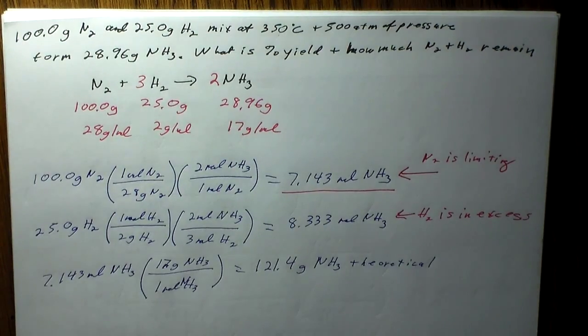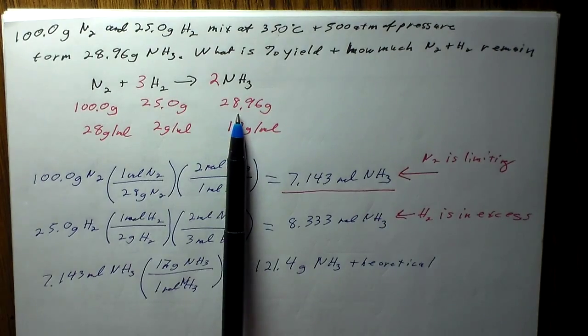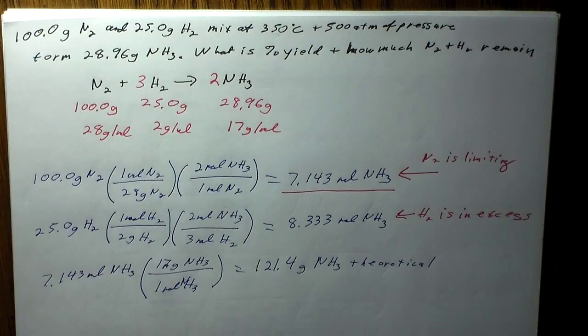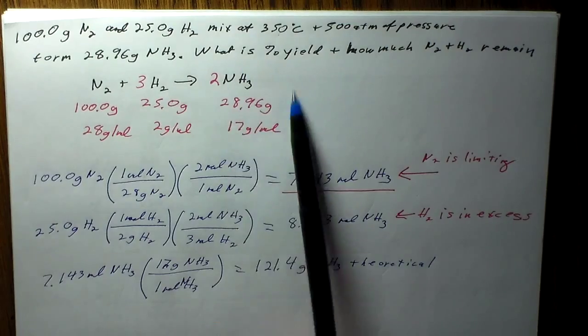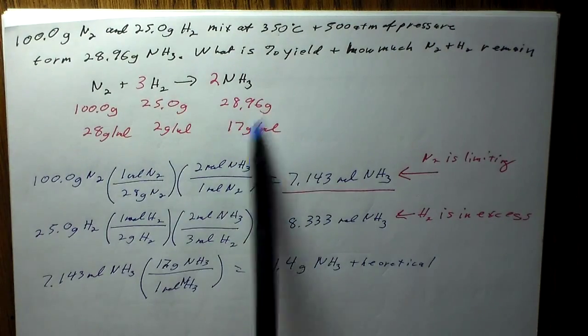Now, in actuality, we got significantly less than that. We only got 28.96 grams, and there's nothing wrong with that. A lot of times people start thinking, small yields means you did something wrong. Sometimes it's just the nature of the reaction. So if this reaction really isn't favored to produce ammonia, you get a small yield.